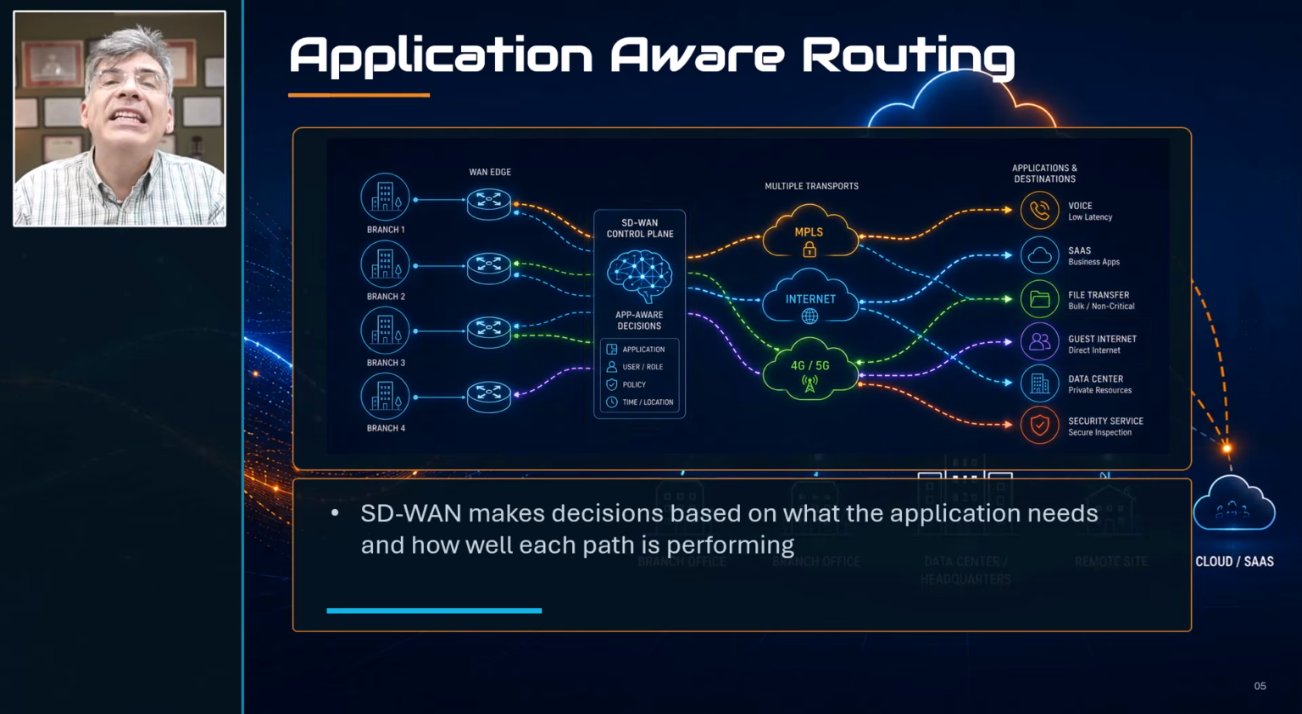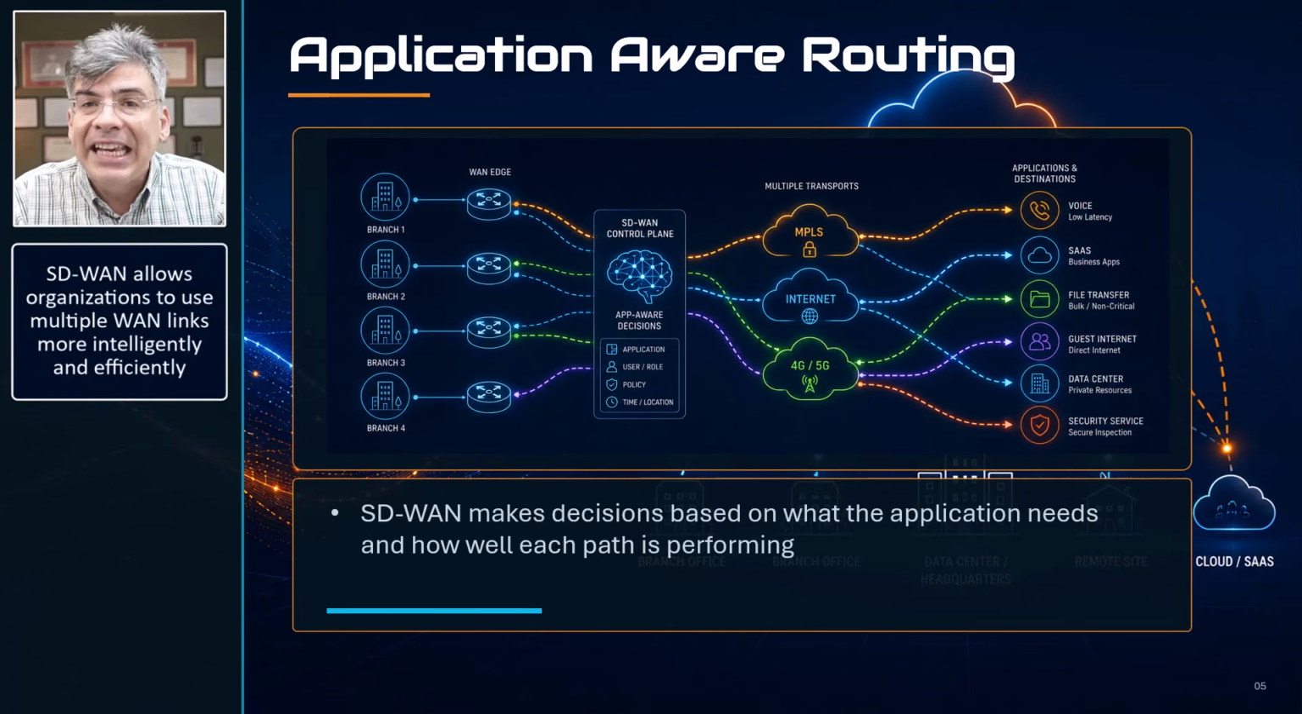So SD-WAN can make decisions based not only on where the destination is, but also on what the application being served needs and how well each path is performing. And this is one of the reasons SD-WAN became so popular, because it gives organizations a way to use multiple WAN links more intelligently and efficiently.